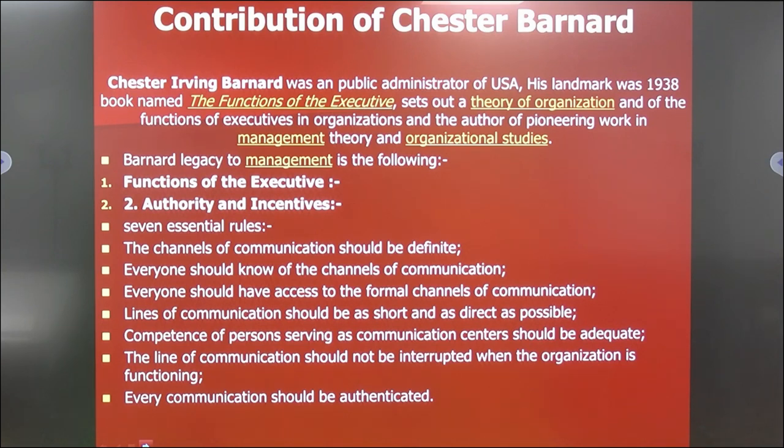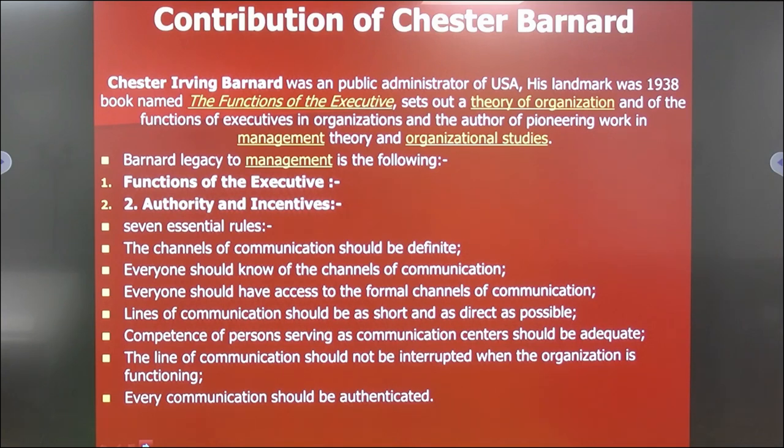Very popular book. The Function of the Executive sets out a theory of organization and of the function of executives in organizations, and the author of pioneering work in management theory and organizational studies. Bernard looked at organizations as systems of cooperation of human activities and noted that they are typically short-lived. It is rare for a firm to last more than a century. Similarly, most nations last for less than a century. According to Chester Bernard, organizations are not long-lived because they do not meet the two criteria necessary for survival, effectiveness and efficiency.